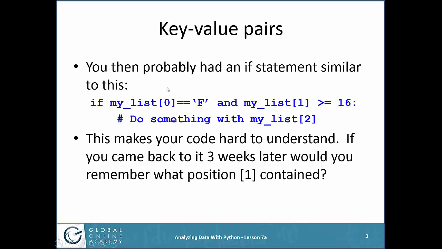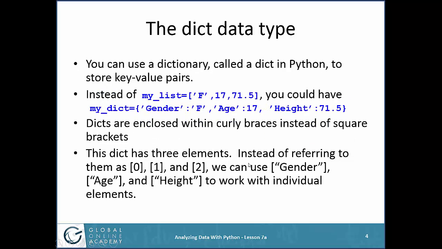If the index we used to identify something and the data that we used could be associated with a key and a value, instead of making the key always be a number that goes 0, 1, 2, 3, 4, 5. And that's where the dict data type comes in. You can use this dictionary, called a dict in Python, to store key value pairs.